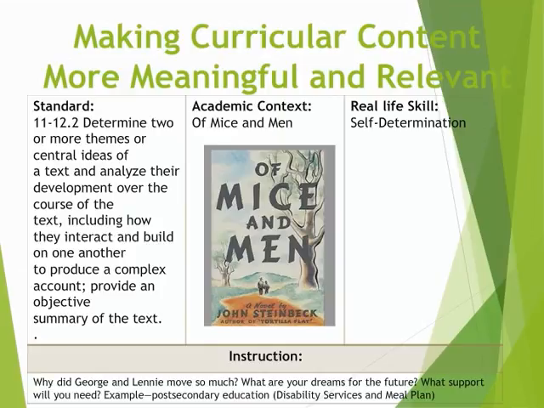Another popular book is John Steinbeck's Of Mice and Men. And for the standard, determining two or more central themes or ideas of a text and analyzing their development over the course of the text, including how they build and interact with one another. Think about George and Lennie. Why did they move around so much in that text? What were they chasing? They were chasing dreams. Well, what are your dreams for the future, and what support would you need?